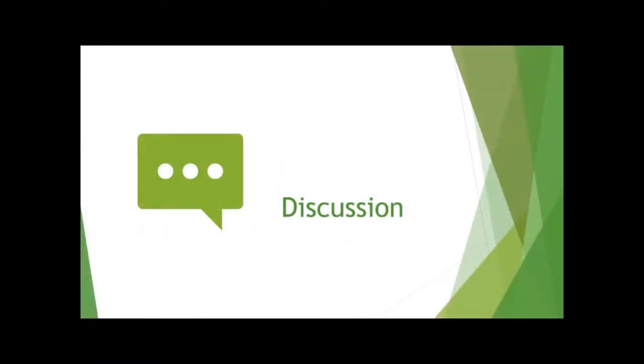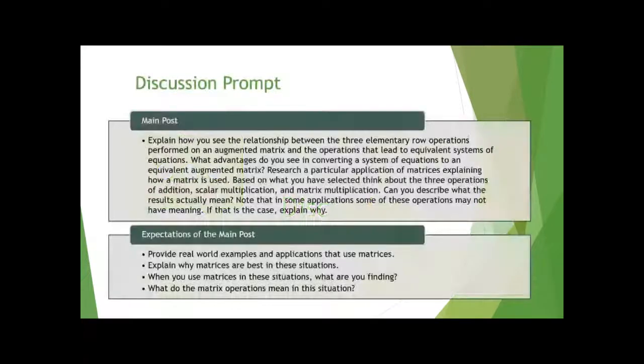So let's start with the discussion. And this discussion is very wordy. I've been trying to figure out how to make it less wordy. I've been thinking about it, like it talks about good things, but how can I condense this? So I'm going to just start by reading it out loud and then try to break it down. So explain how you see the relationship between the 3 elementary row operations performed on an augmented matrix and the operations that lead to equivalent systems of equations.